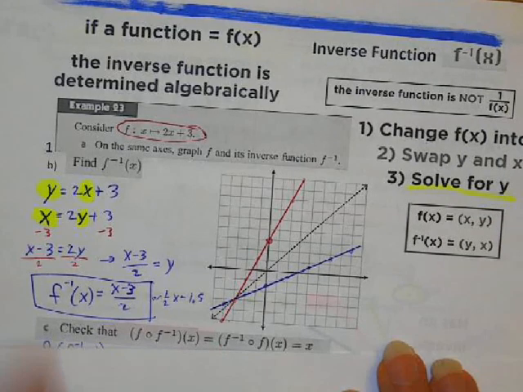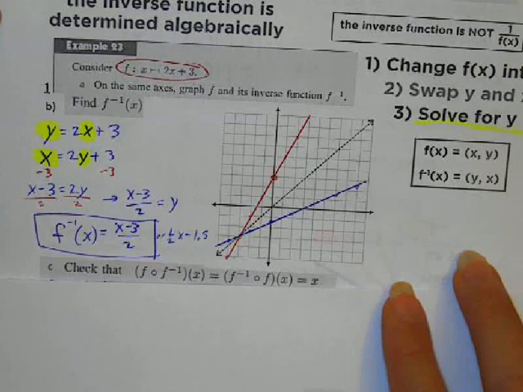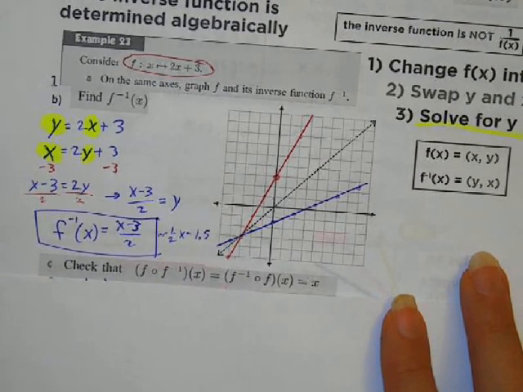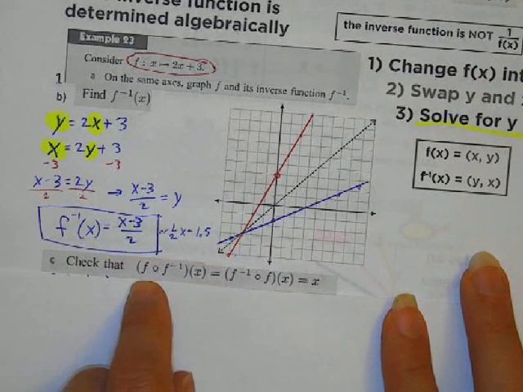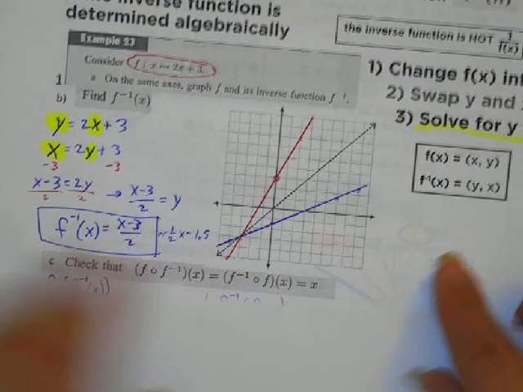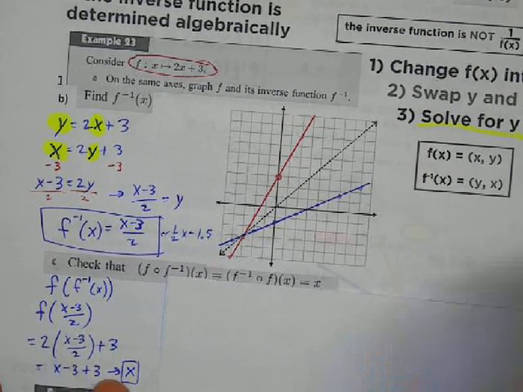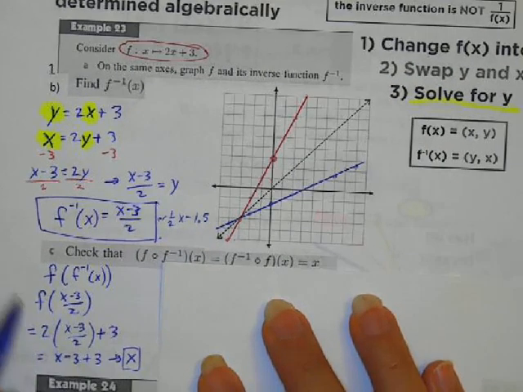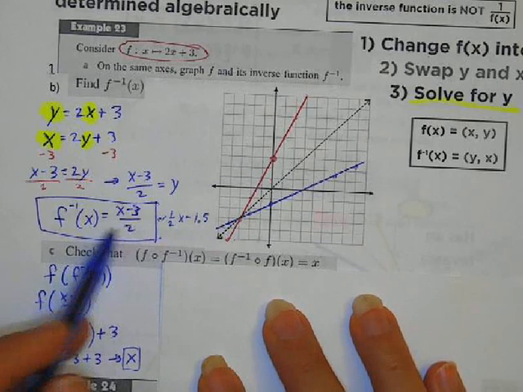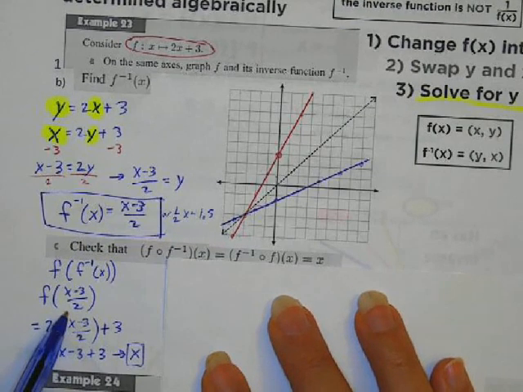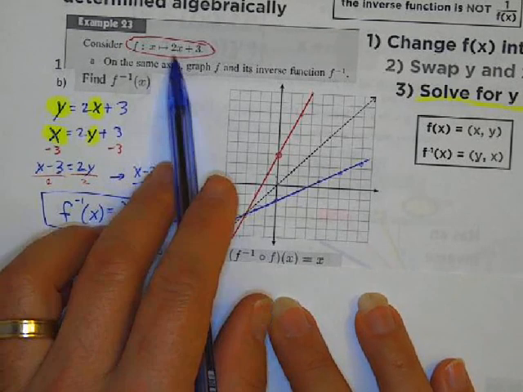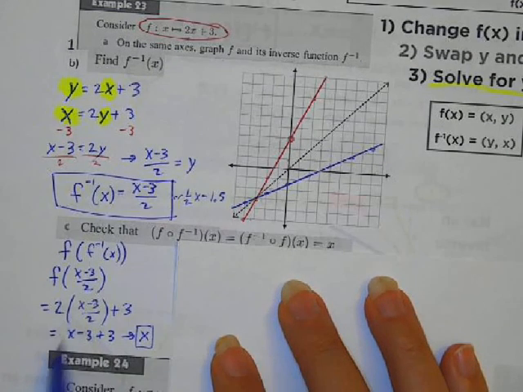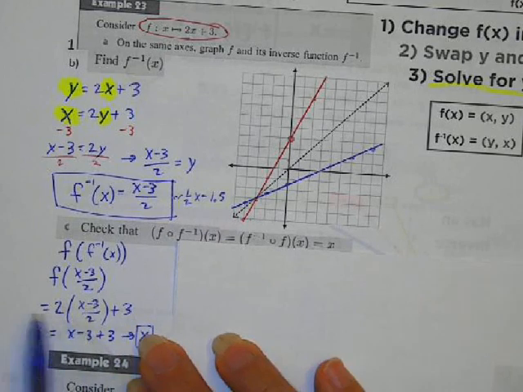Okay, now check to see if the composite of the function and its inverse is going to equal x. My inverse function is x minus 3 over 2, right? And then f of x is 2 times that stuff plus 3, right? So 2 times this stuff plus 3.